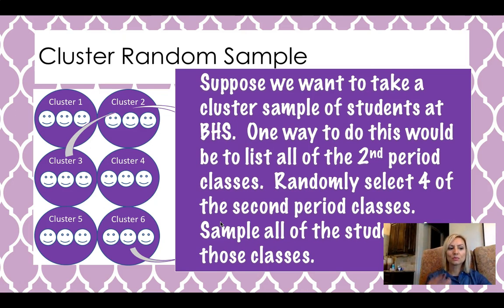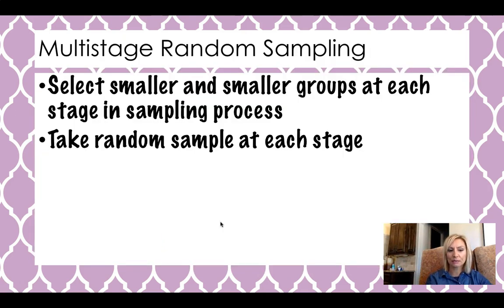Now, this is really beyond the scope of the class that we're looking at today, but sometimes it's possible to pick what's known as a multistage random sample. We might want to use random samples to basically take a very large population and break it into smaller and smaller samples until we get something that's small enough that we can go ahead and analyze the results. In this case, we call that multi-stage random sampling. We're just going to select smaller and smaller groups at each stage in our sampling process. And we're going to take a random sample at each stage and then continue to get a smaller group.